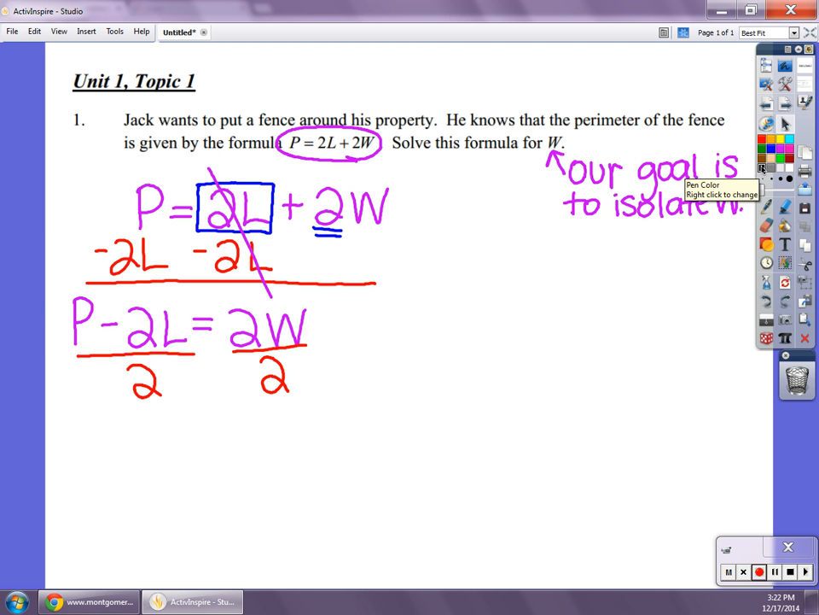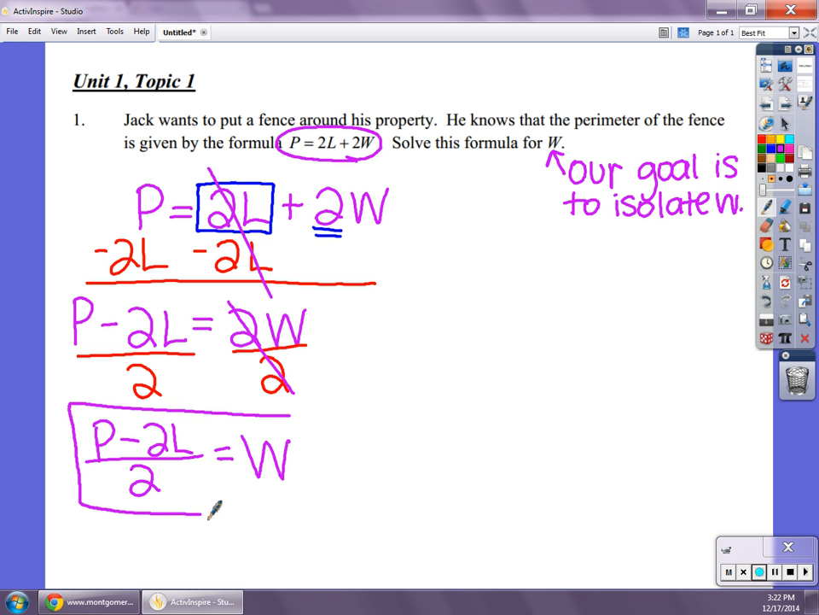Okay? And again, P minus 2L over 2, we can't actually simplify that. So on the left side of the equation, what we're going to end up with there is P minus 2L divided by 2, and I'm going to write that exactly as it appears. On the right side of the equation, we have 2 over 2, so we're going to cross that out, and we are left with W, and that is the end of our problem. P minus 2L divided by 2 is equal to W.